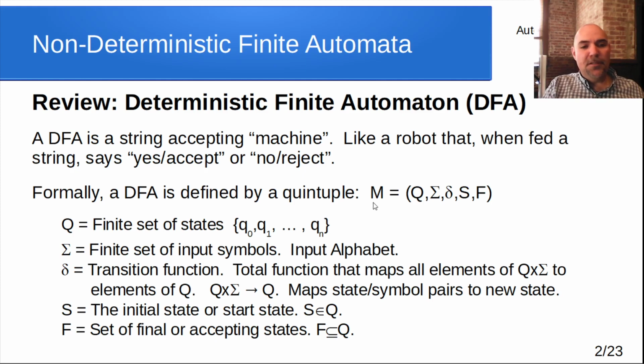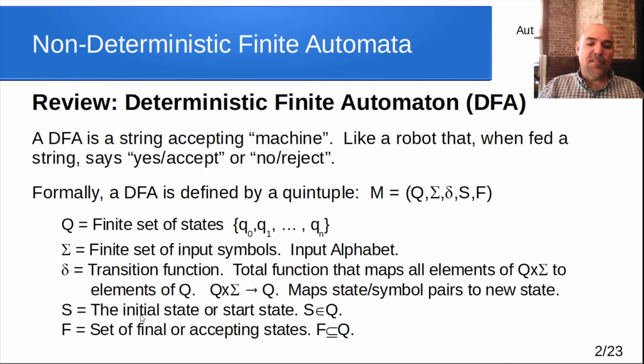Now, if you remember, the DFA was formally defined by this quintuple: Q, sigma, delta, S, and F. Q is a set of states, and it has to be finite. Sigma is the input alphabet, a finite set of symbols. Then we have the transition function that maps elements of Q cross sigma, in other words, state-symbol pairs, to resulting states. Whatever state you're in, whatever symbol comes in on the input, transitions to a new state. It could stay in the same state, but that would also be a transition back to the state you're in.